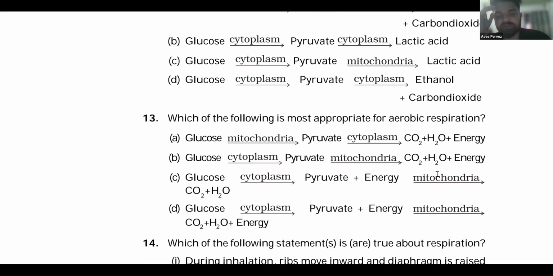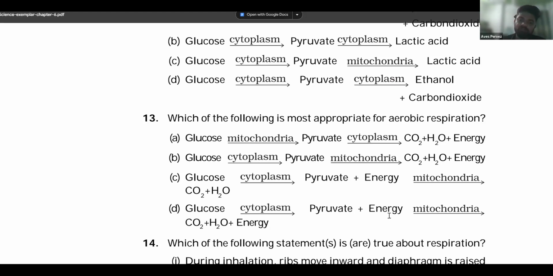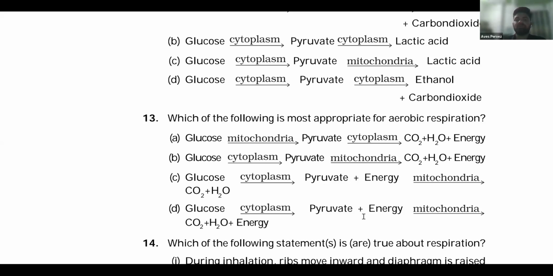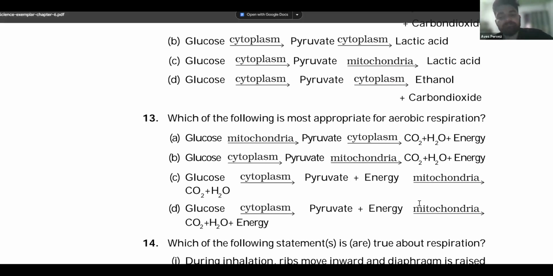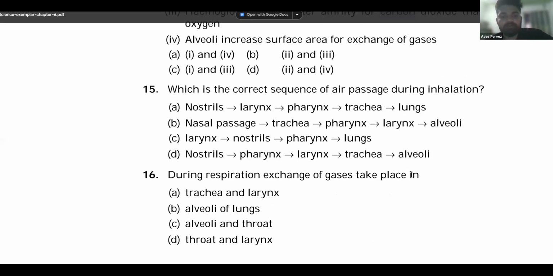Now question number 13. What is the correct answer? Sir, last option. Why last option? Do you get the energy in this second step? Yeah, we have the reduced coenzyme here. Option B is correct. In the end, we get carbon dioxide, water, and energy. Pyruvate is broken down in the mitochondria. Okay, got it? You understood? Yes, sir.